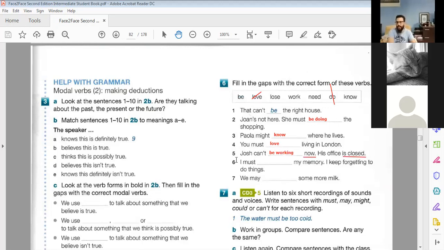And number six now. I must lose my memory. I keep forgetting to do things. Same thing, I think, now. Same as number five. I must be losing. I keep forgetting.